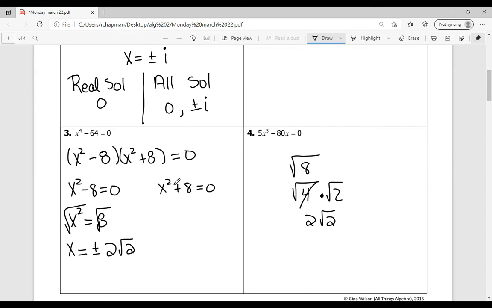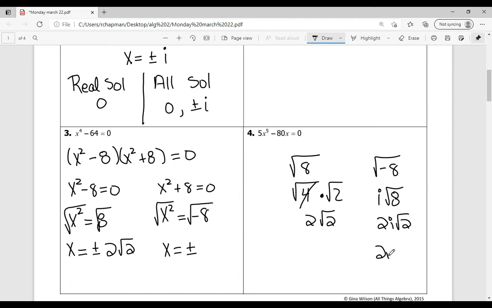All right. So when we go to solve the second set of factors, we get x squared equals negative 8, square root property. So x equals plus or minus. What's the difference between the square root of 8 and the square root of negative 8? Negative 8 is an imaginary number. So I take the imaginary unit out. I'm not going to break down 8 again because I just did it in the previous example, right? So this would be 2i square roots of 2.